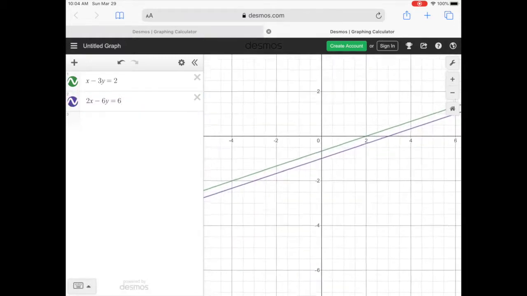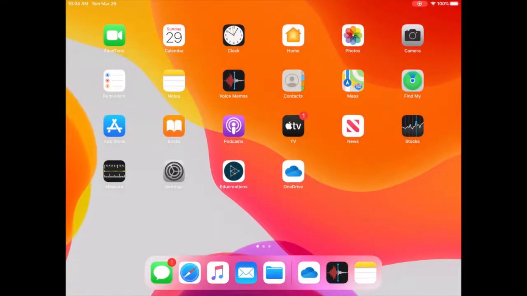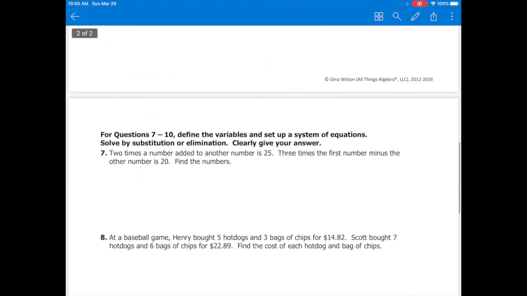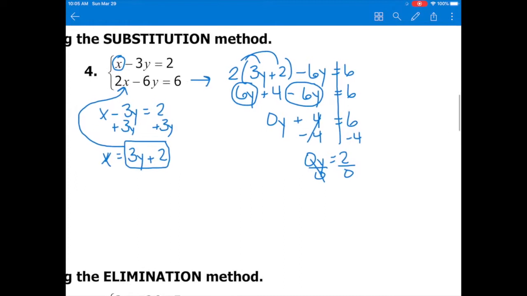Take a look at these two lines, guys. What can we say about them? They are parallel, which means they never cross anywhere. And what happens when you have two parallel lines? If they never cross, that means there's never an x or y value that is the same for both of them. So what we have here is a situation where we have no solution.